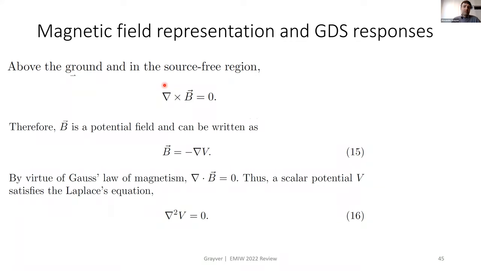So above the ground and in the source-free region, our field is curl-free, so it satisfies this equation. Following from that, you can then represent your vector magnetic field B as a gradient of the potential. So the field is curl-free, and hence it's a potential field. By virtue of the Gauss law, of course, it's also a divergence-free field. And therefore, this scalar potential V satisfies the Laplace equation, okay?